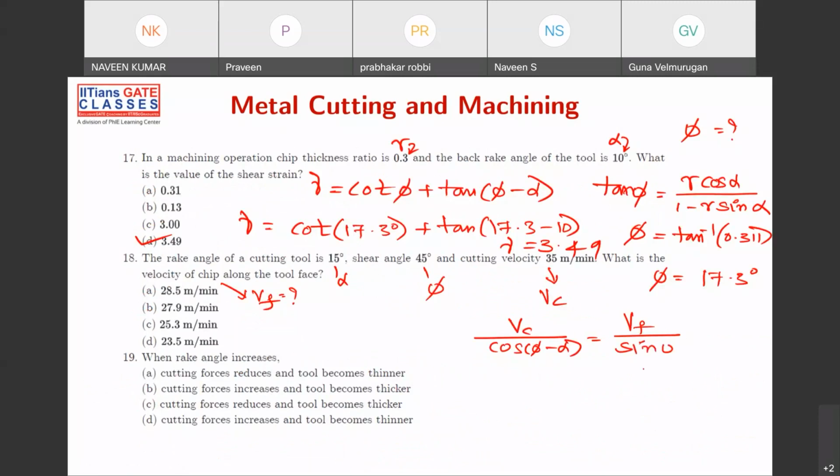Phi and alpha are given. Substitute the values. What is Vc? Vc is 35. Cos, what is phi? 45. Minus, what is alpha? 15. Vf we don't know, we have to find that. Phi, sin 50. Vf, you have to get some value. Can you tell me the value? At least do the calculation, guys. You have to be good in calculations as well.